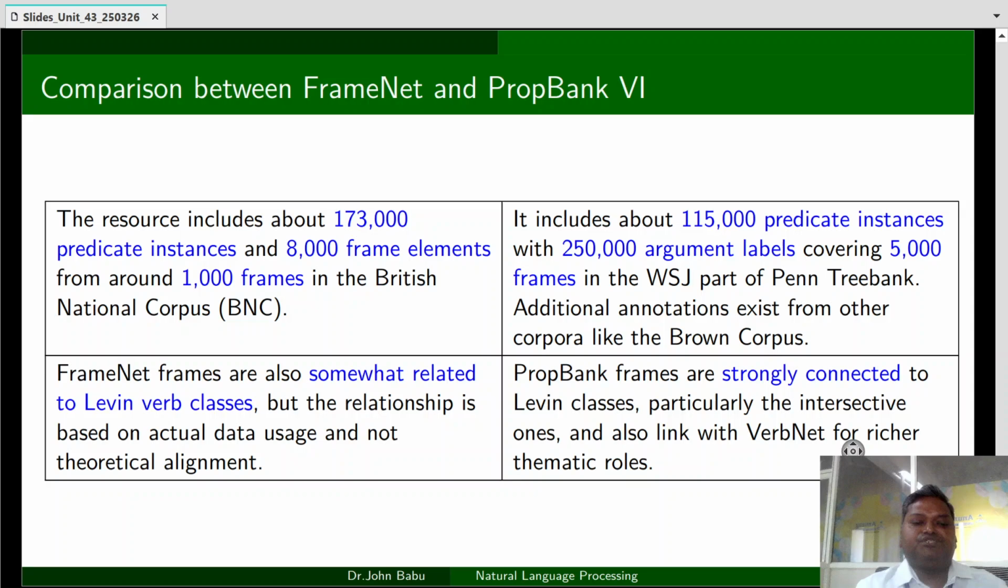So in today's lecture, we understood the resources for predicate argument structure, and we have seen in detail what PropBank is and what FrameNet is, what the differences are, and what the similarities are. FrameNet consists of lexical units, a word and its sense, and frames. In PropBank, we have arguments, core arguments and adjunctive arguments.